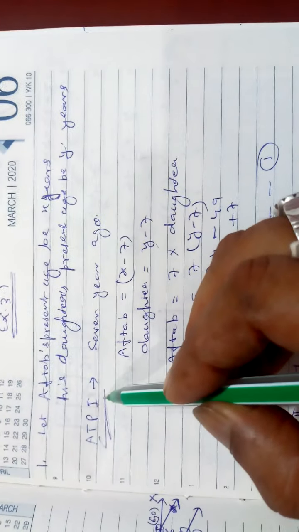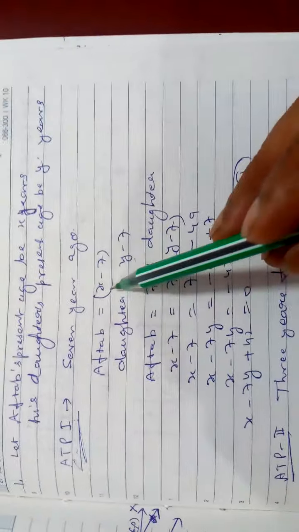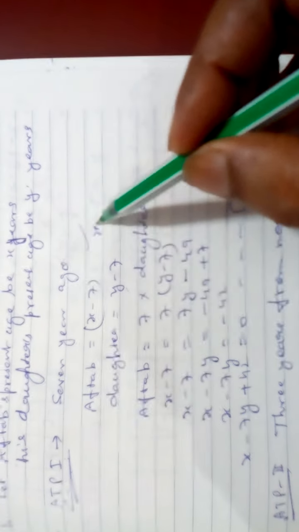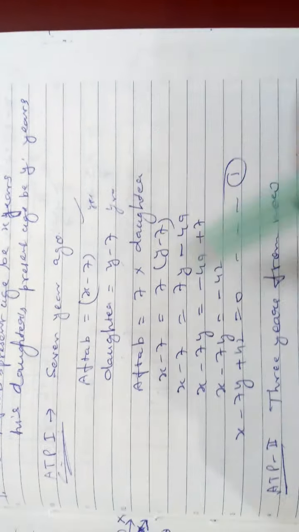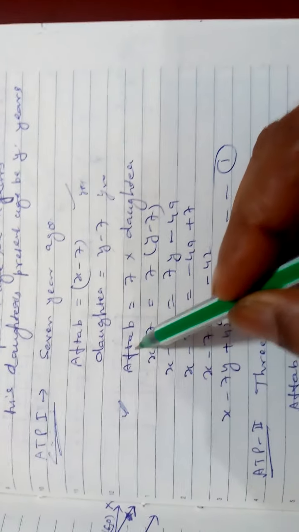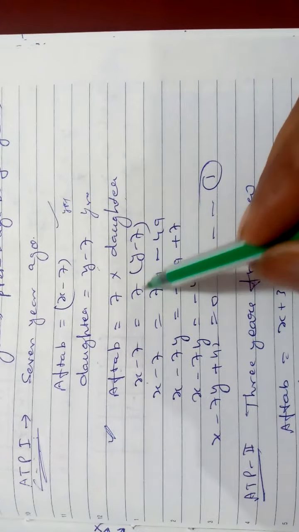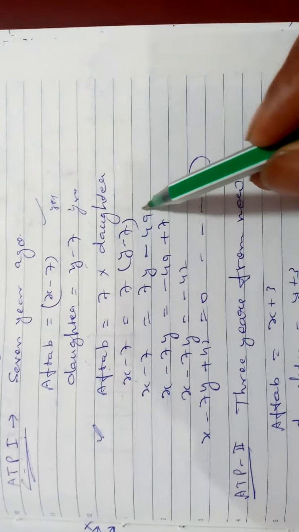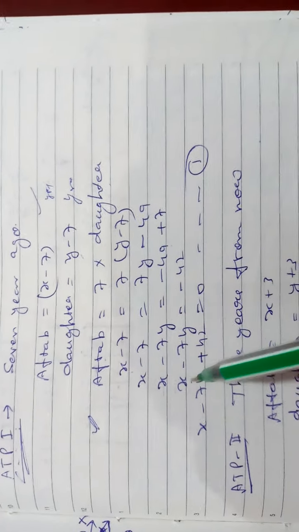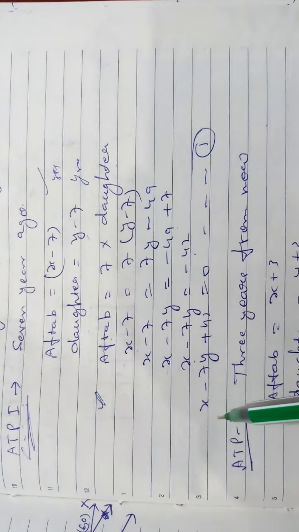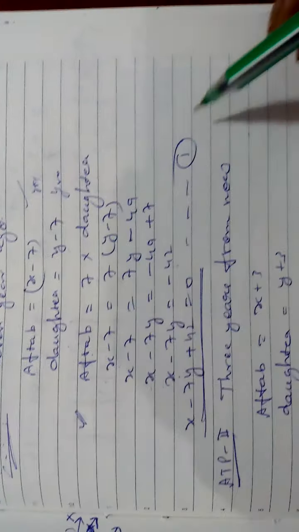ATP. Condition first is according to the problem. Aftab's age will be this year, daughter's age will be this year's. Then the condition says, Aftab is saying I was 7 times of you. Aftab is equal to 7 into this. 7 times 7 is 49. Open the bracket, transpose. Your answer is coming x minus 7y is equal to minus 42. This is your final solution. Equation number 1.